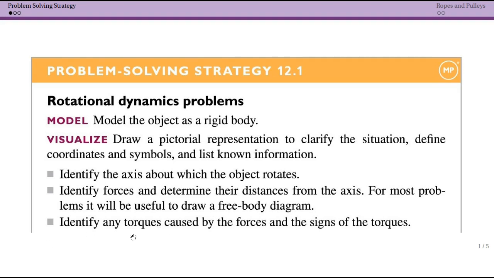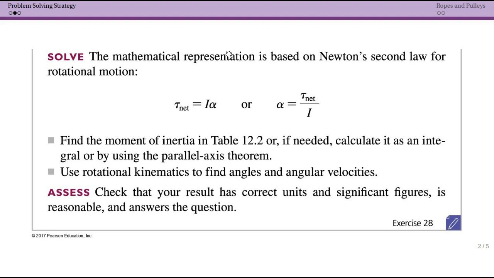Identify any torques, if you can, and the signs of the torques. And just like before, if you know that there's a net force or if you know that there's a net torque, label that off to the side. You are then going to be able to relate the torque to the angular acceleration using the moment of inertia. You're possibly going to need to calculate the moment of inertia, or you can look it up based on the table, or you might be able to use the parallel axis theorem.